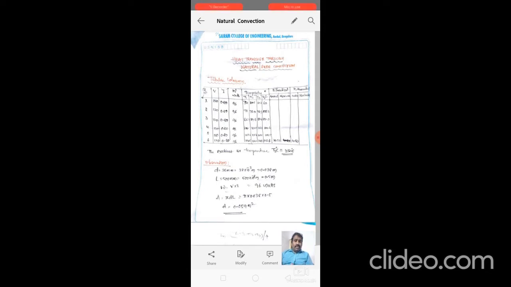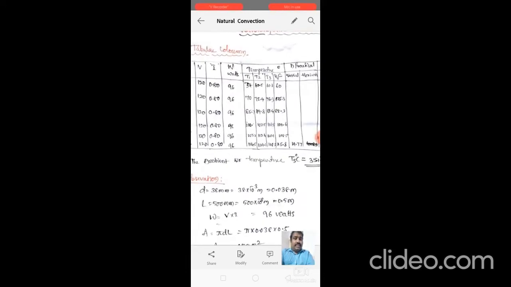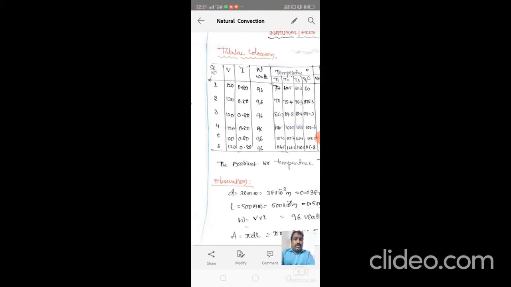Here is a set of readings we have taken during the experiment. For the first reading, voltage is 120, current is 0.80 and watts is 96. The product of V and I gives the power, that is 96 watts, and the corresponding temperatures are 57 degrees centigrade, 37 degrees centigrade, 60.5, 60.3, 60 and so on.